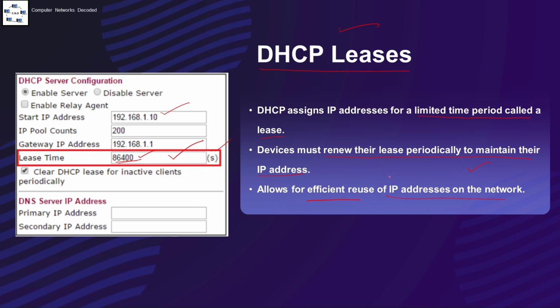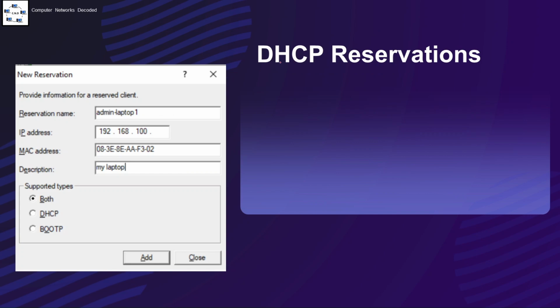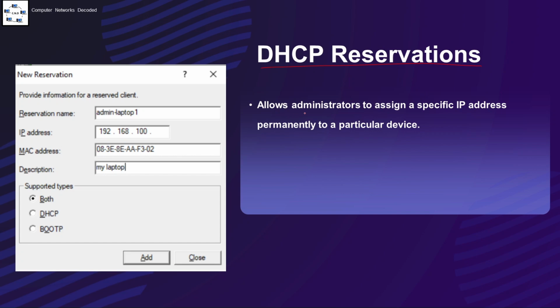If a client is shut down for any reason, its IP address will be assigned to another client after the lease time. Another concept is DHCP reservations. DHCP reservation basically allows administrators to assign a specific IP address permanently to a particular device. You can configure that. Let's suppose the IP address 192.168.100.10 is always assigned to my laptop. You will give the MAC address and the IP address, and you can also give a description.